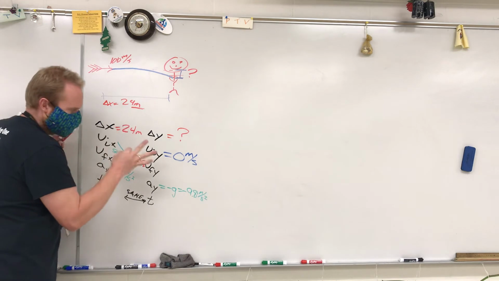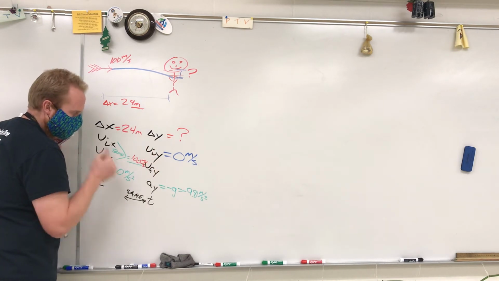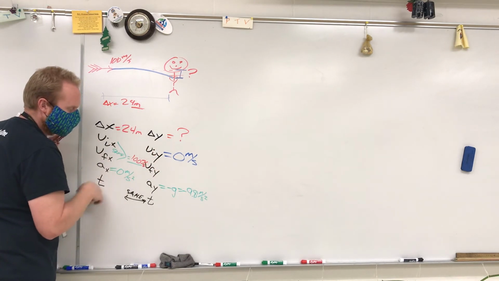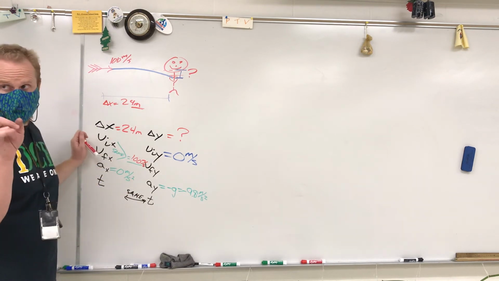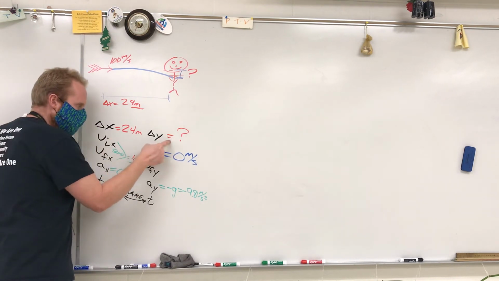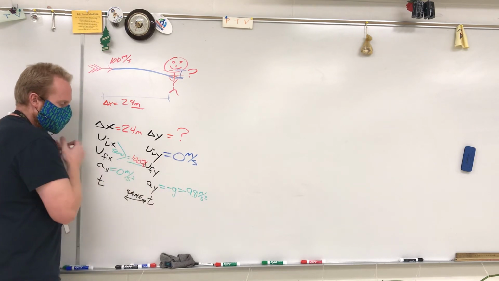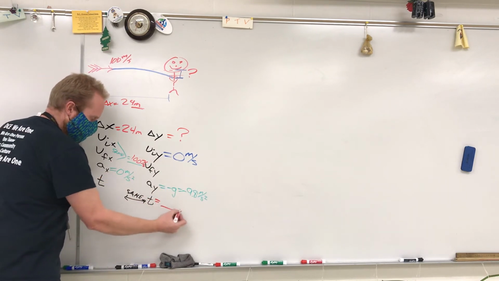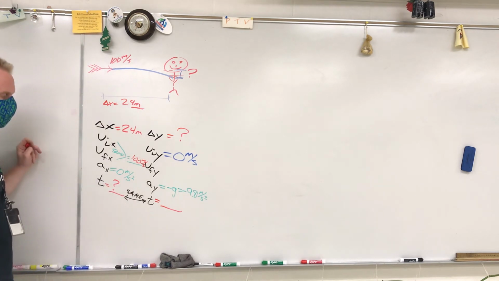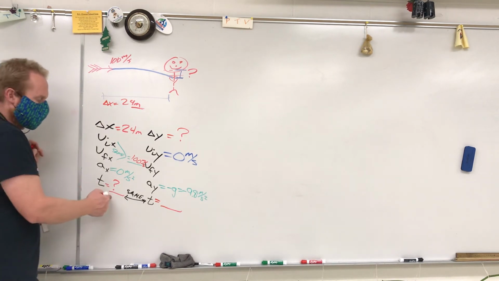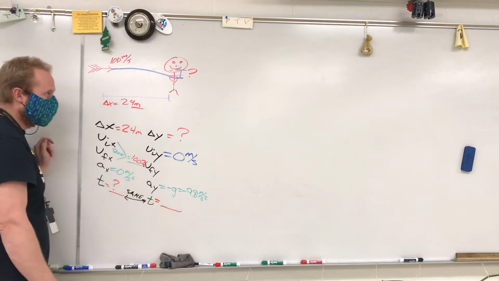Remember, I need 3 out of 4 variables. I need to know 3 out of the 4 numbers in order to solve for a kinematic equation, except for equation number 1. But I only have 2. So what we're going to have to do is solve for time in the x first, and then use that time for the y column.